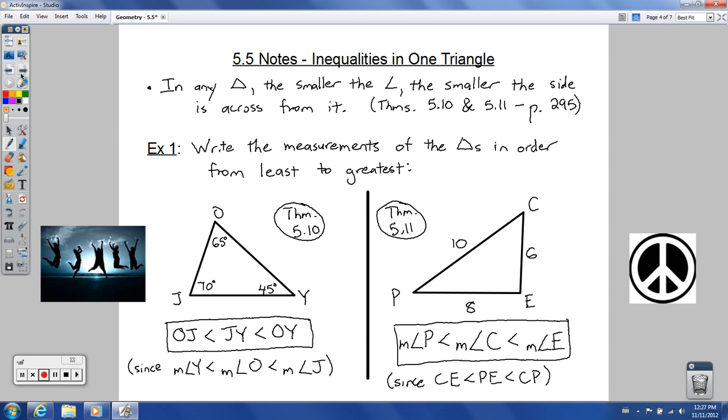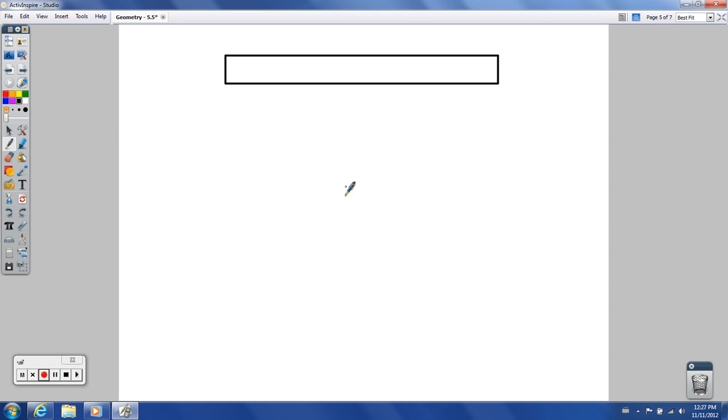Okay, so let's move on from there. And in this next one, we're going to have a couple of theorems. In the next couple of slides here, this one is the exterior angle inequality. Now we've dealt with the exterior angle theorem. This is based on that. So this is theorem 5.12.